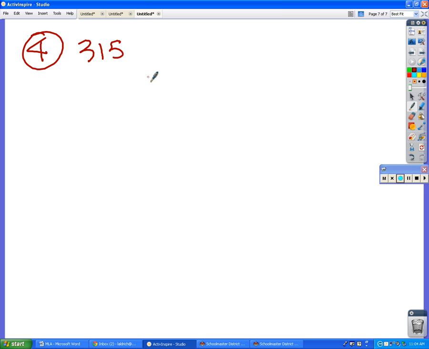Okay, 4 through 6. Write each measure in radians. So we need to just multiply by pi over 180 and then reduce. So what number goes into 180 and 315 both evenly? What do you got, Jefferson? 5? That's going to take a long time. How about 45? There you go. How many times does 45 go into 315?